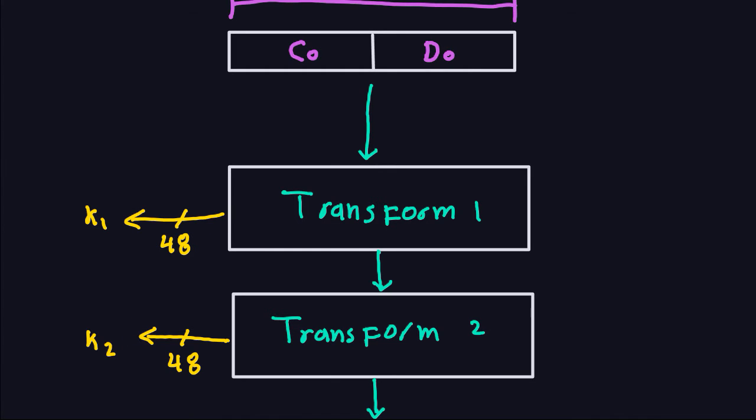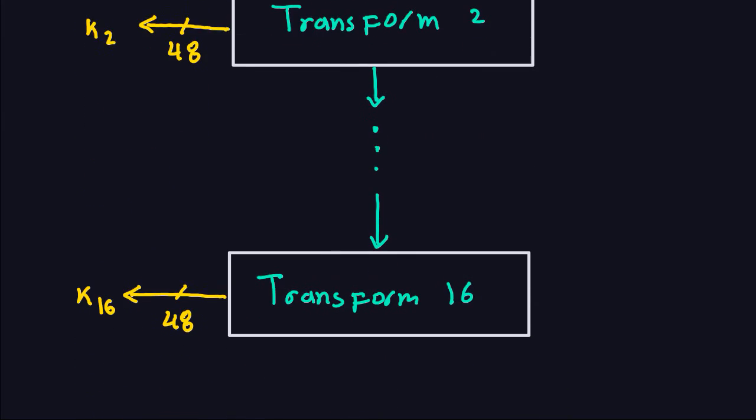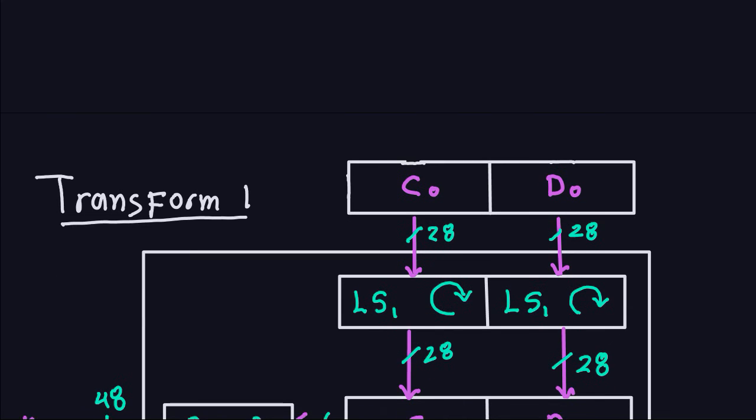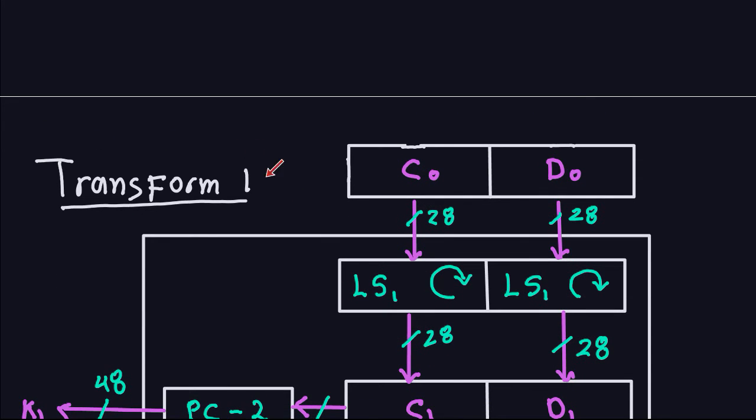So a different subkey each time. Now, what I'm gonna do now is look at transformation 1, because that's pretty much how all the other transformations are gonna work. So transformation 1, let's see the inner structure of that. This is how transformation 1 is gonna work.